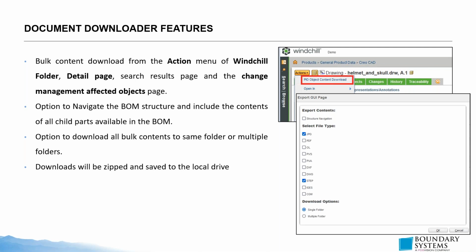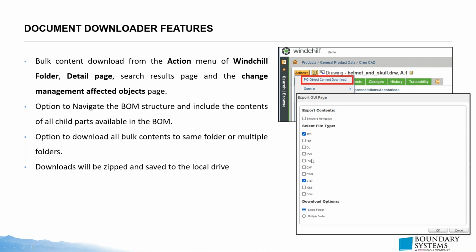You run a search based on a certain keyword, it returns all your results, and you simply select all the returned results, and then from the Actions drop-down, you're able to download the objects. When you do that, you get a GUI page like this one that's shown here. If it is from the assembly or bill of material structure, you have to make sure that you select the structure navigation so that it knows that it has to download the contents for all the objects that are part of the BOM structure.